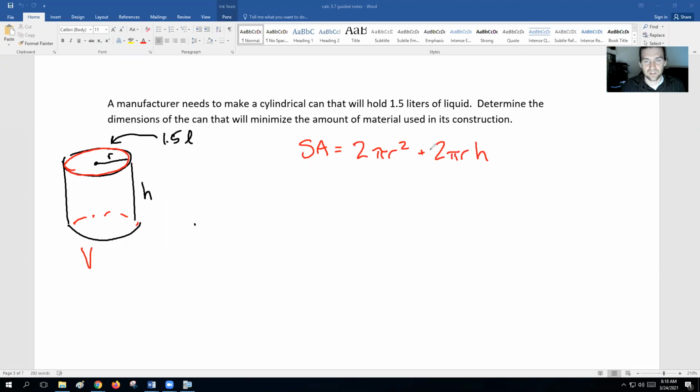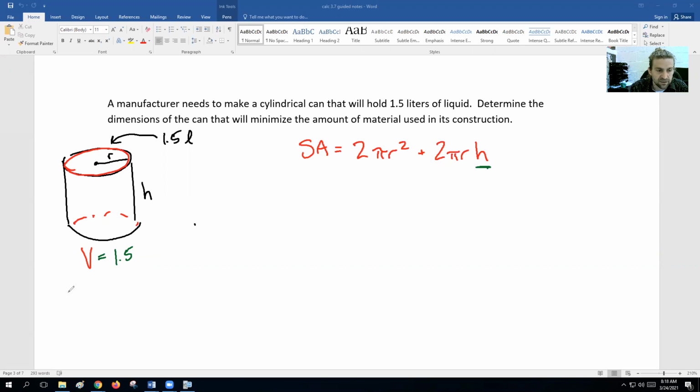So what we want to do here is isolate one of these variables. We can either make the equation all r's or all h's. I would definitely say if we can change the h to an r, that's going to make our equation a whole lot easier to deal with. So let's look at the constraint. The constraint is that the volume has to be 1.5 liters.